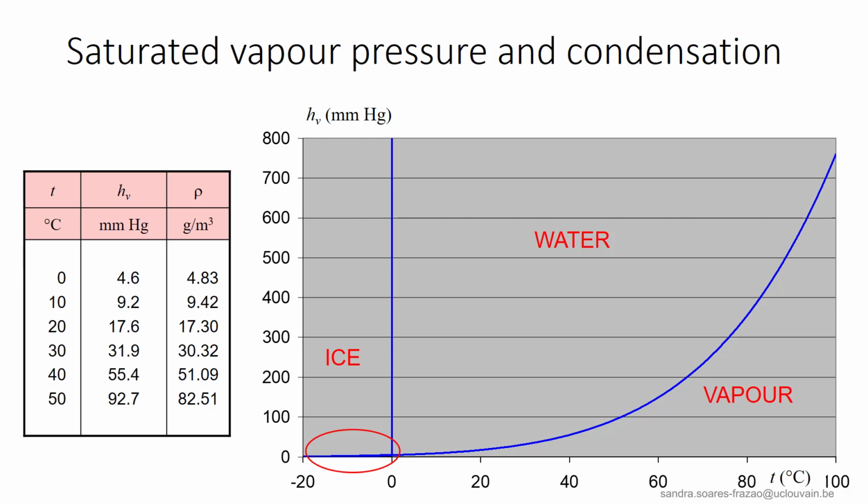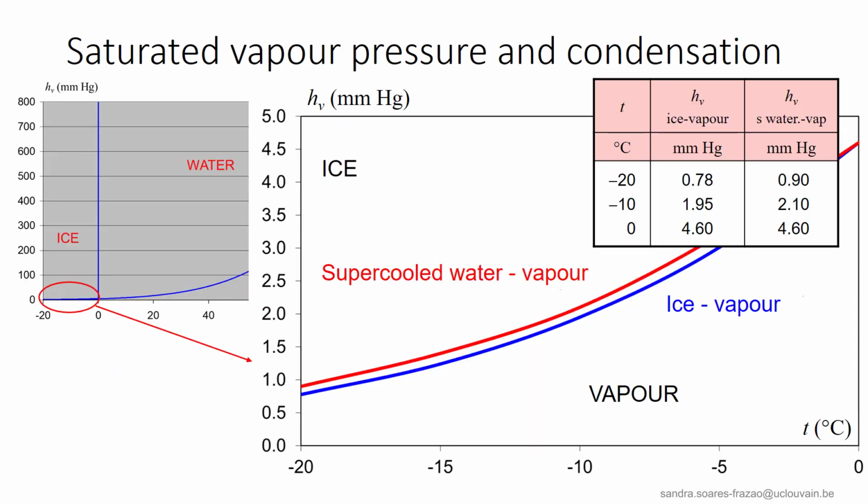For temperatures below 0 degrees, the curve giving the transition between vapor and ice is actually double, the curve that is here highlighted. The red curve indicates a transition between vapor and supercooled water. This supercooled water is water that remains liquid although the temperature is below 0 degrees. This can happen when no impurity, no small dust particles exist around which crystallization could start.